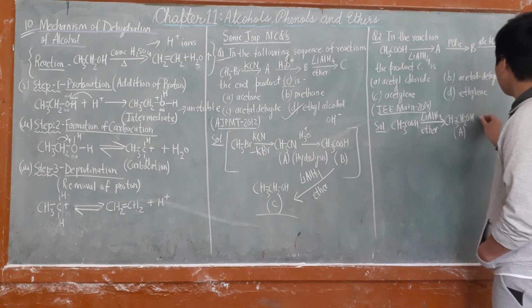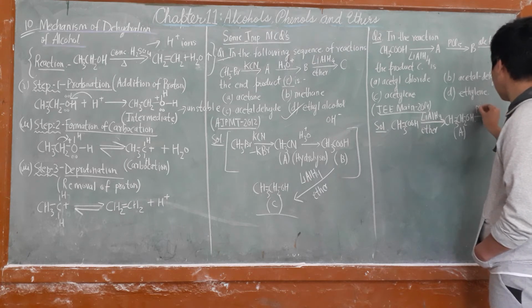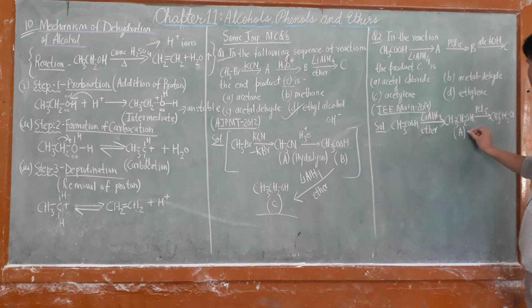Now when you do PCl5, okay, when you react it with PCl5, what happens? Alcohol, the PCl5 reaction, we are preparing haloalkane. Now we are getting haloalkane, CH3CH2Cl. And side product POCl3 along with HCl will be your side product, but main product is CH3CH2Cl. This is your B product.